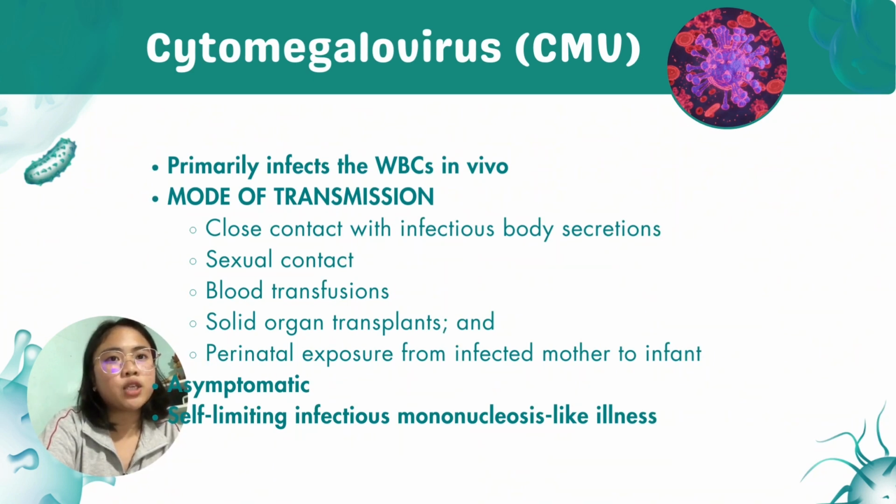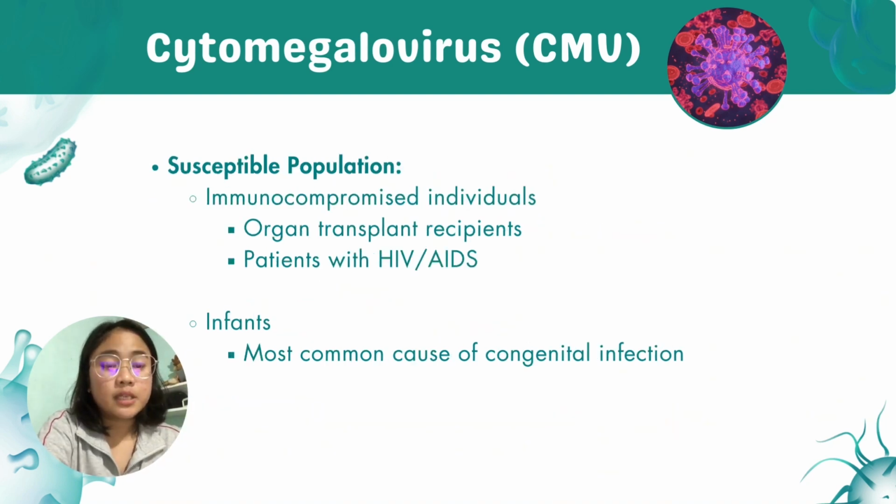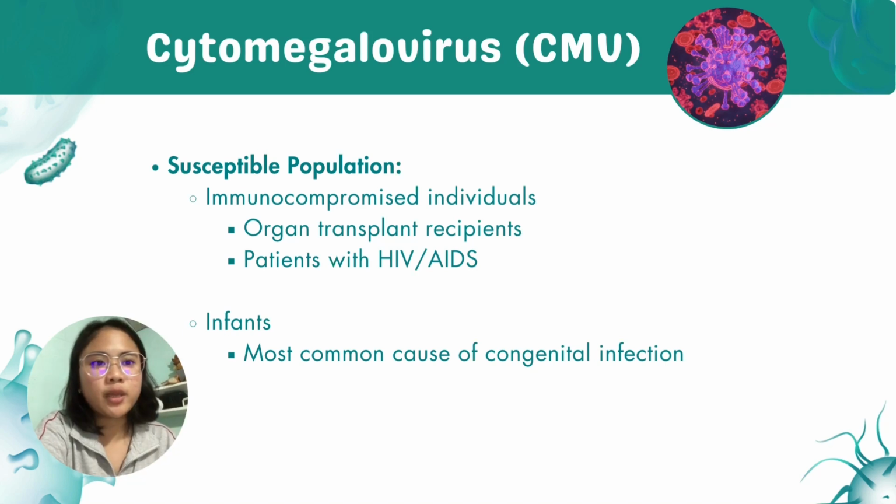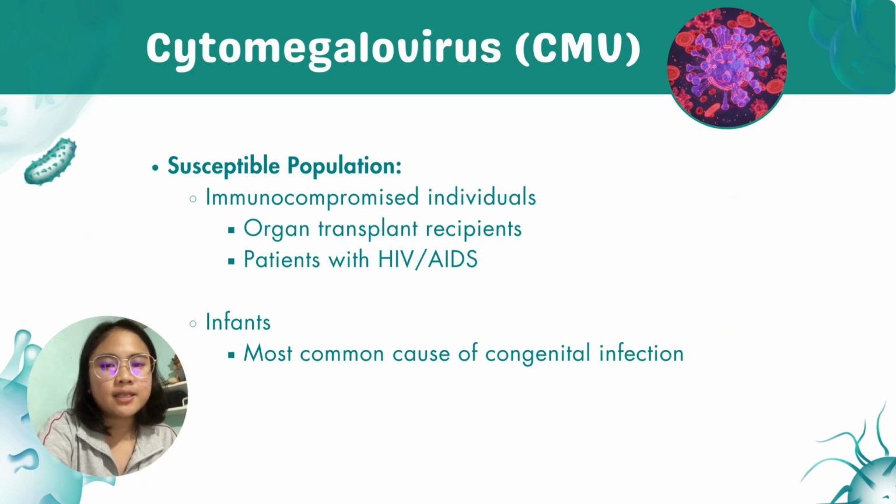And primary infections of healthy individuals are usually asymptomatic, but some manifest as self-limiting infectious mononucleosis-like illness, especially sa mga immunocompromised individuals like mga organ transplant recipients and patients with HIV or AIDS, or pwedeng mas worse pa dyan like hematologic abnormalities, CNS, and gastrointestinal involvement.